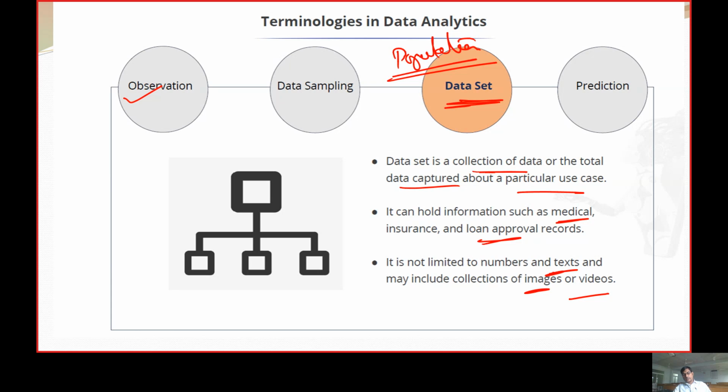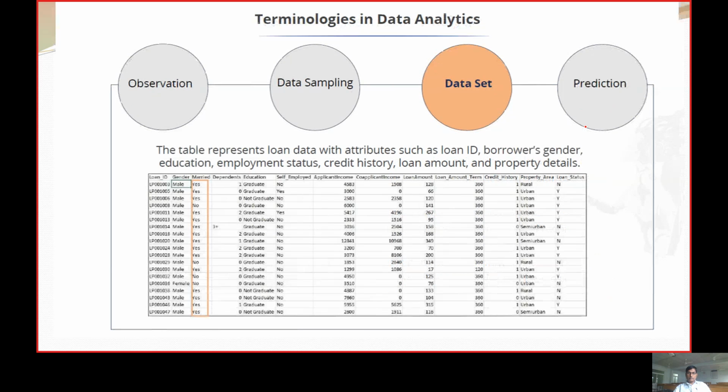It is not that it does only text mining, or only image mining. Any form of data can be taken up as a data set, and then moved to the next level, which is called prediction. So here is an example of a data set where we put a value as marital status, whether he is married or not married. We are going to bring up these things.